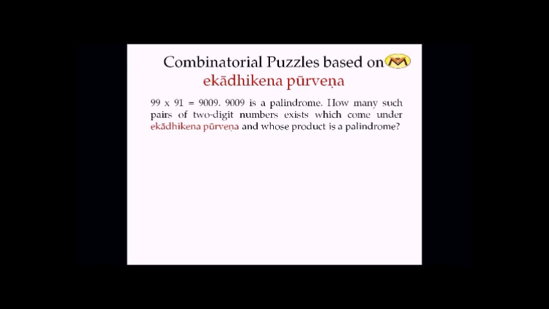that is 99 and 91. Both of them come under Ekadikena Purvena if you do 99 times 91. And the product of 2 numbers which come under Ekadikena Purvena is giving me a palindrome. Now I'm interested in finding how many such pairs of 2-digit numbers exist whose product will always be a palindrome?